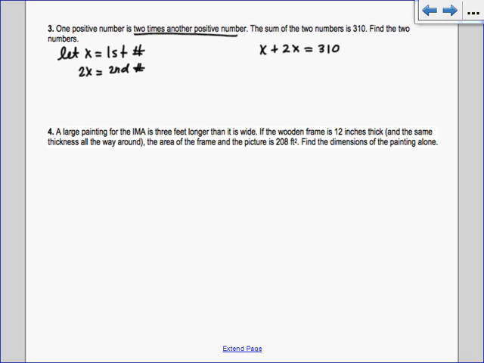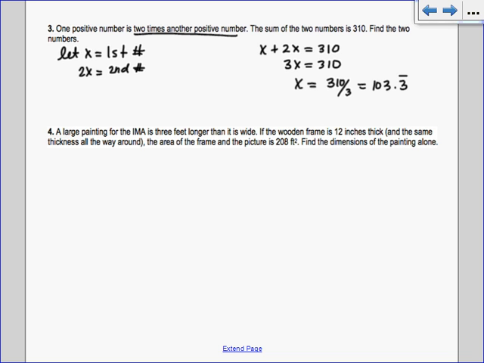So then it says the sum of the two numbers, x plus 2x, equals 310. So this is not a hard problem. The thing that's tricky, though, is that we get 3x is equal to 310. And 310 is not divisible by 3. But is that okay? Can x be 310 over 3, which is 103.3 repeating? Can it be that number? Sure. I didn't say that it had to be an integer.